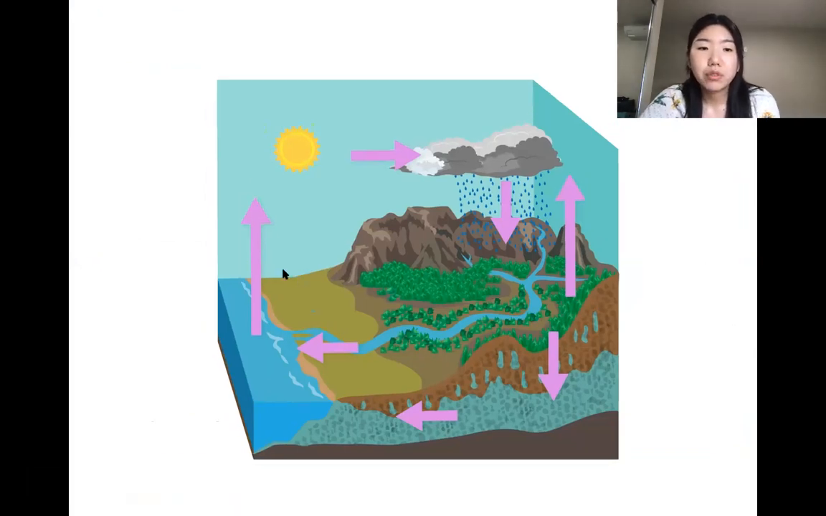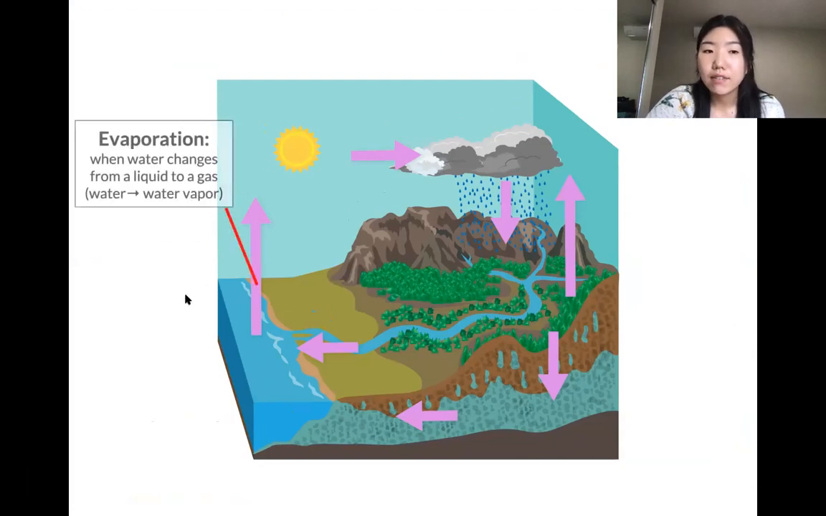So for example, first, we're going to look at this arrow. This arrow shows that water from the ocean is rising up because of the sun. So you should know that that is evaporation. Evaporation is when water changes from a liquid to a gas. So it's becoming water vapor and rising up.